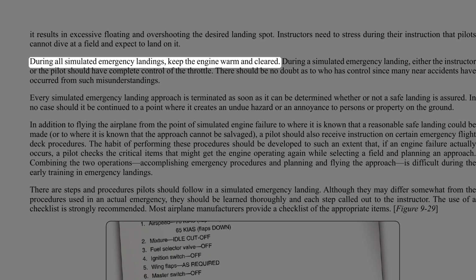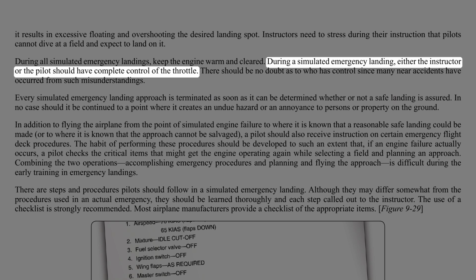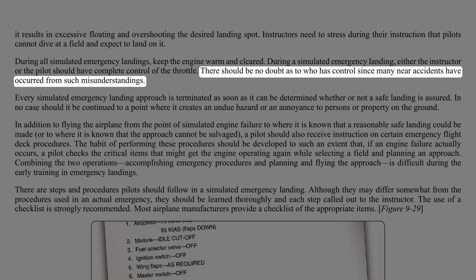During all simulated emergency landings, keep the engine warm and cleared. During a simulated emergency landing, either the instructor or the pilot should have complete control of the throttle. There should be no doubt as to who has control, since many near accidents have occurred from such misunderstandings.